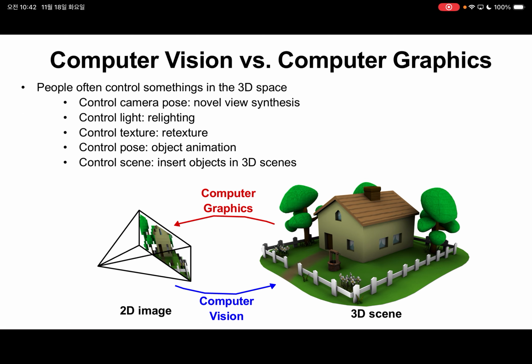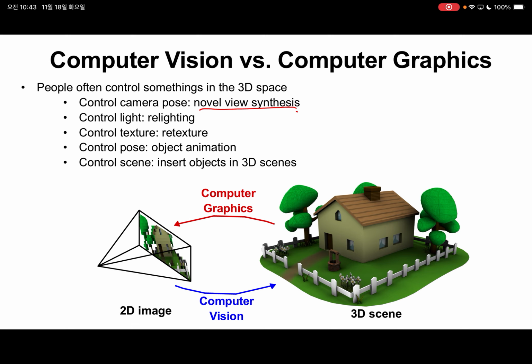But people actually often want to control some things in 3D space, like control the camera pose in 3D space. That is novel view synthesis, right? Based on the reconstructed 3D scene, we maybe want to change the camera position, camera orientation, or intrinsic focal length. We'd like to change something. That gives us images from a new viewpoint, right? That is called novel view synthesis that we learn in NeRF or 3D Gaussian splatting.